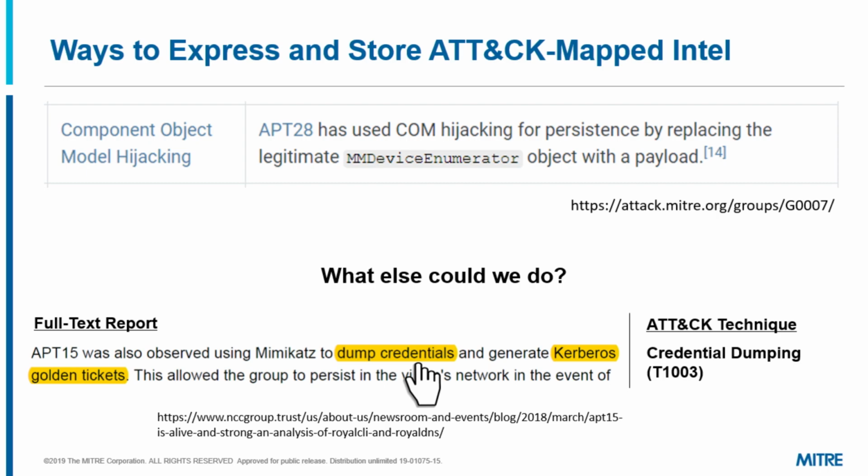At the bottom of the slide, this is more of a thought experiment. Something that I would love to see in more tools out there would be including the full text of a report, like the example I have there from NCC Group on APT15. What you could do is, as you mouse over the different sections of the report, the ATT&CK technique that applies could pop up on the right. So just a thought exercise on what else is possible as you're storing this ATT&CK-mapped intel.